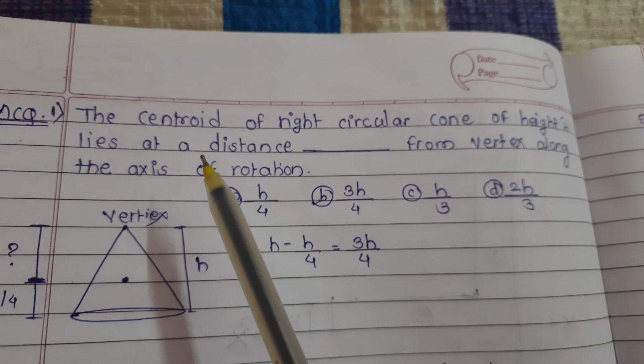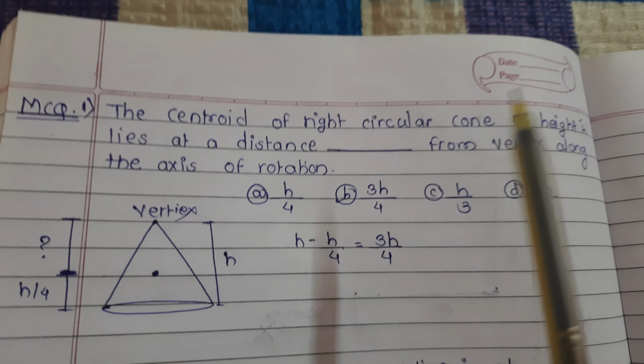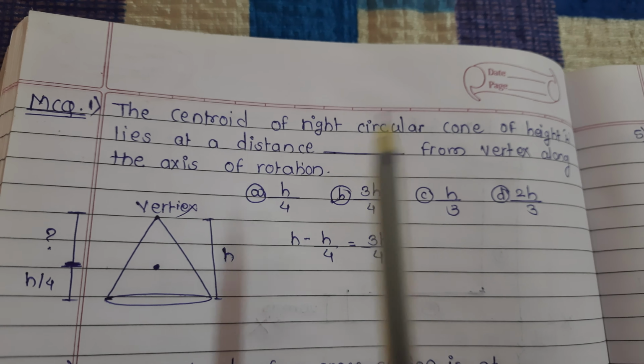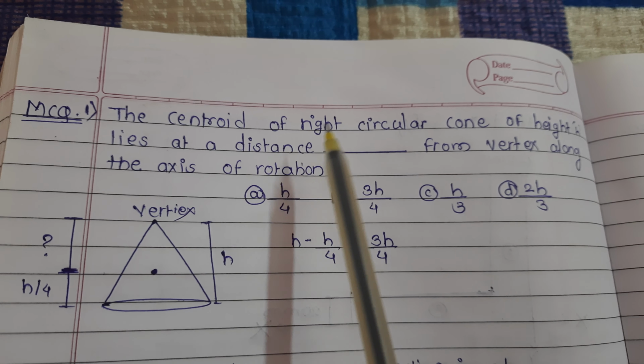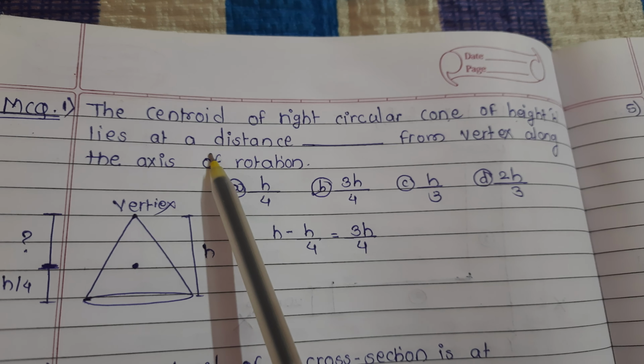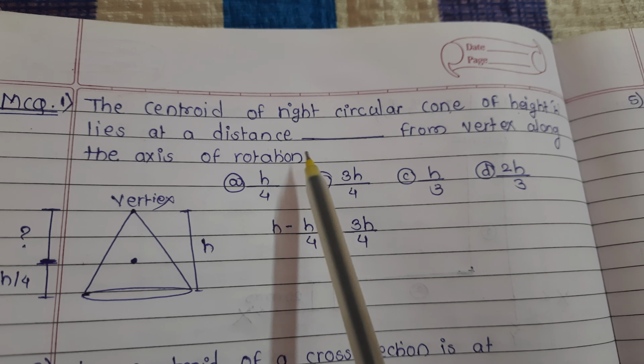The last episode was about centroids and moment of inertia. In this episode, we will solve some MCQs on centroid and moment of inertia. Let's start. First question: the centroid of a right circular cone of height h lies at a distance dash dash from vertex along the axis of rotation.